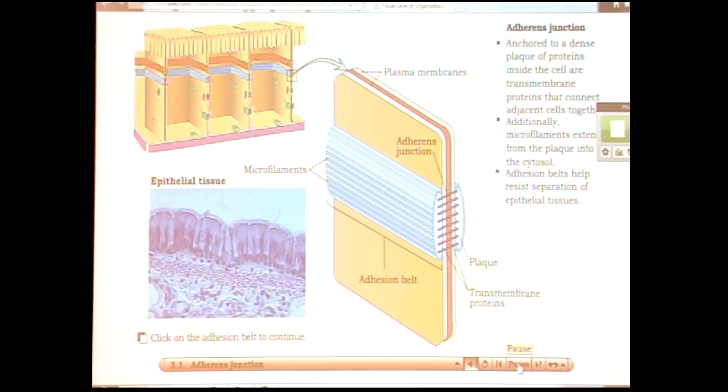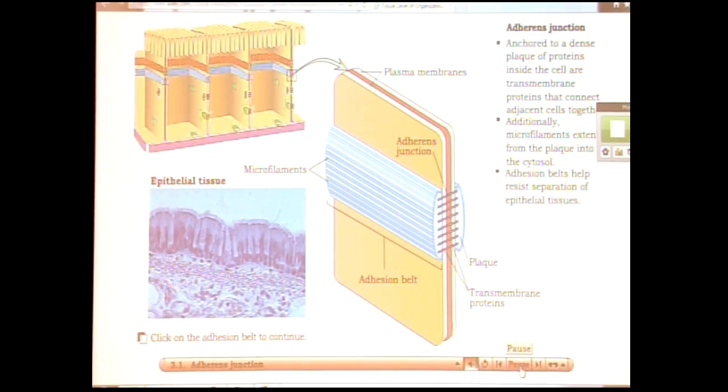It's a structurally strong connection, but it's not watertight. Water could still kind of squeeze through there, or other materials. But this one's much stronger than that tight junction. You could pull on these two cells and they wouldn't come apart. If you just had tight junctions, you could very easily pull two cells and they would just come apart. That makes sense. So they have different functions there.